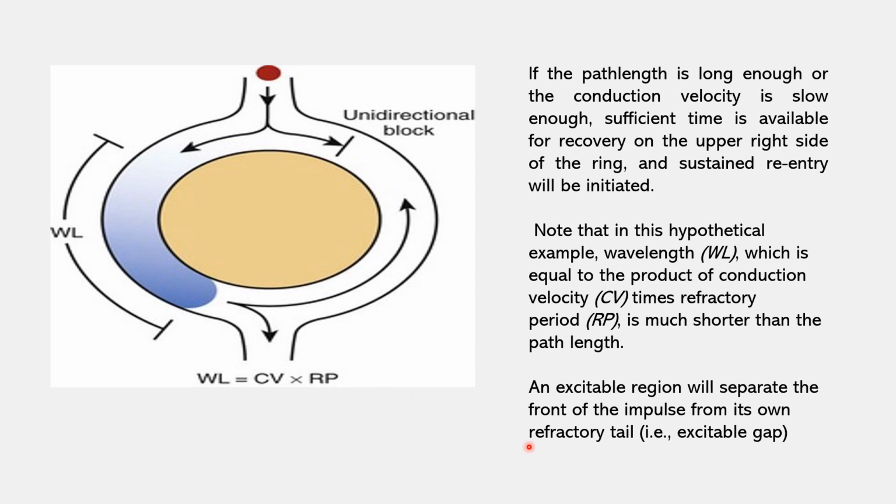Now here we can see an excitable region, or excitable gap, that will separate the front of the impulse from its refractory tail. So this gap is known as the excitable gap. This excitable gap refers to the excitable myocardium that exists between the head of the re-entered waveform and the tail of the preceding waveform. This gap allows the re-entered wave front to continue propagation around the circuit.